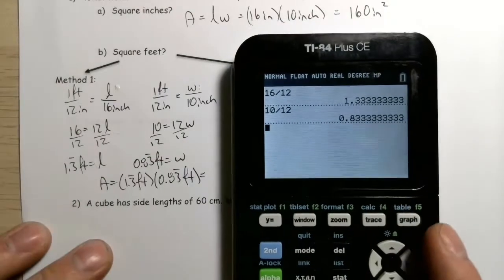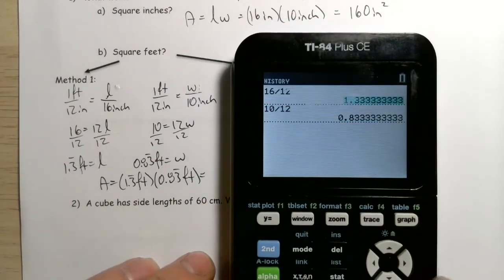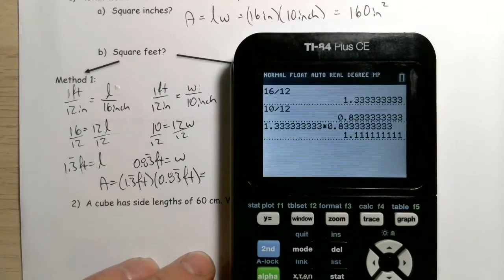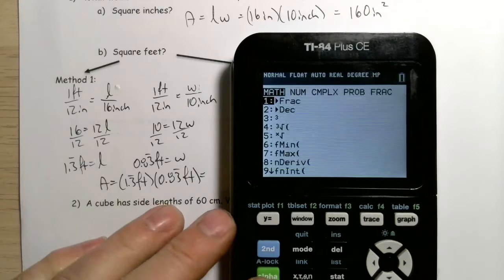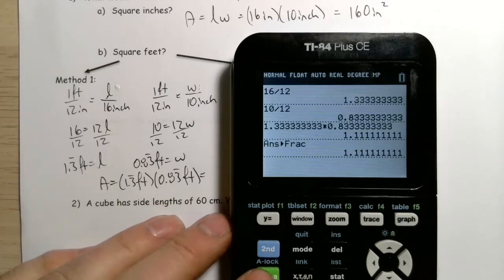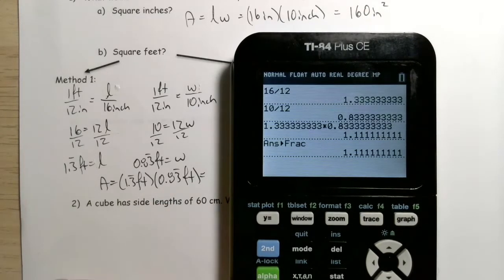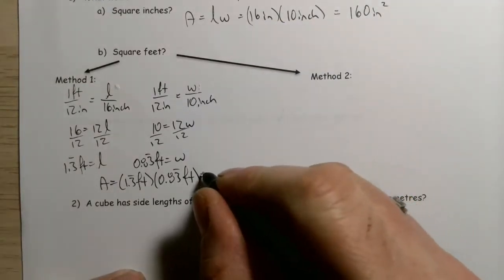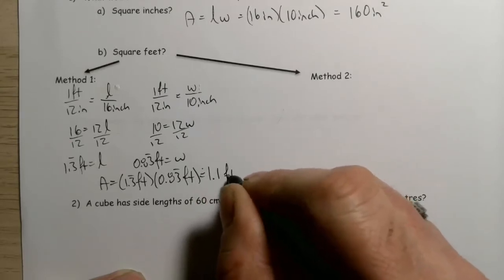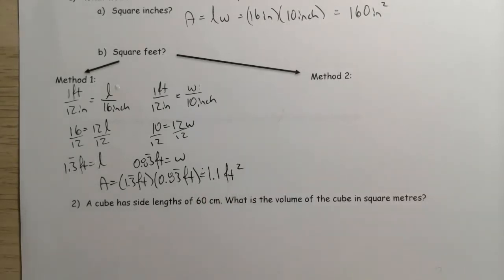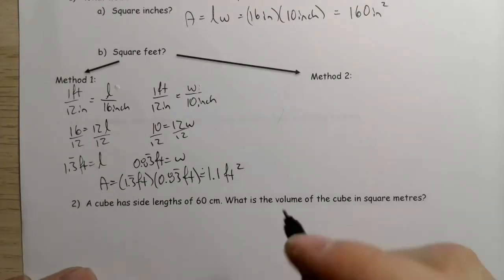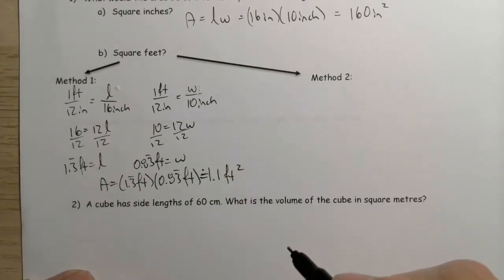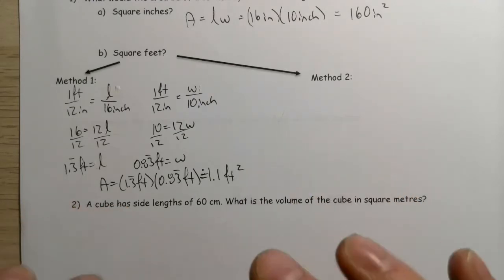So now my area is going to be 1.3 repeating feet multiplied by 0.83 repeating feet. So on my calculator, I can go up and press enter on that, multiplied by, go back up, press enter on that, and I get 1.1 repeating here, and I'm just going to convert that into a fraction. Oh, that did not do what I was expecting it to do, but that's okay. We can actually do it like this. I can say this is approximately 1.1 feet squared. I'm going to leave it like that. We're going to just take it to that point right there, 1.1 feet squared. Sorry, I know where we're going with this. I don't want to do anything more complicated with that at this point.